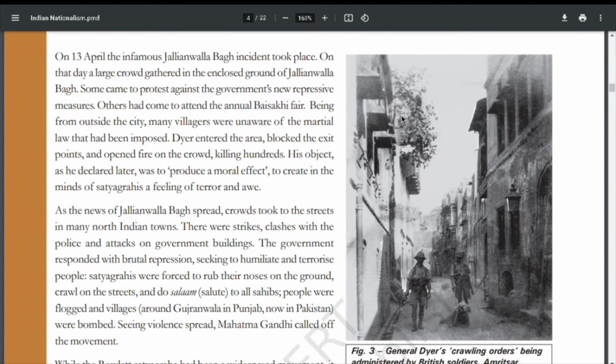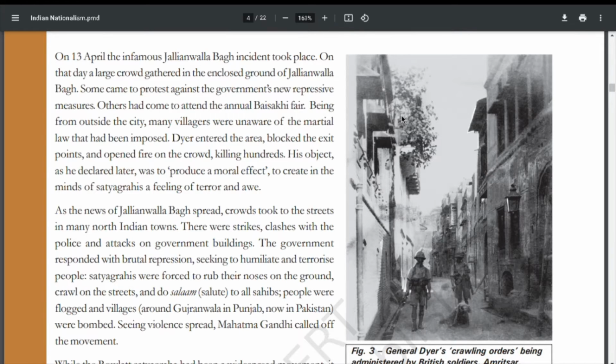As the news of Jallianwala Bagh spread, crowds took to the streets in many North Indian towns. There were strikes, clashes with police, and attacks on government buildings. The government responded with brutal repression, seeking to humiliate and terrorize people.